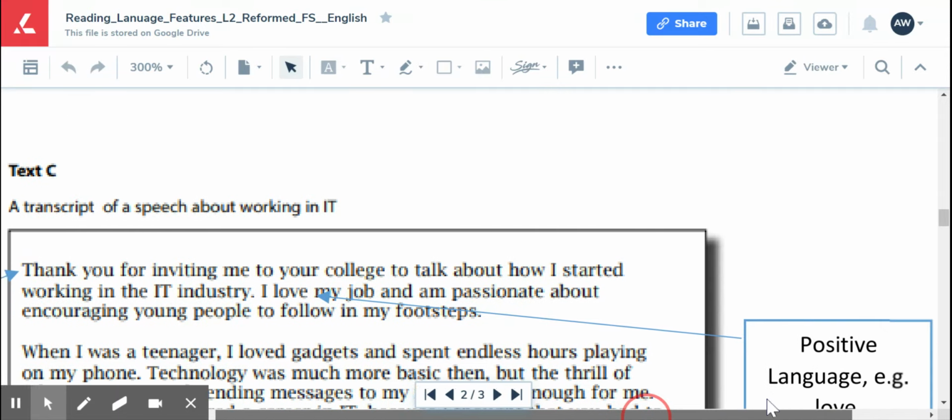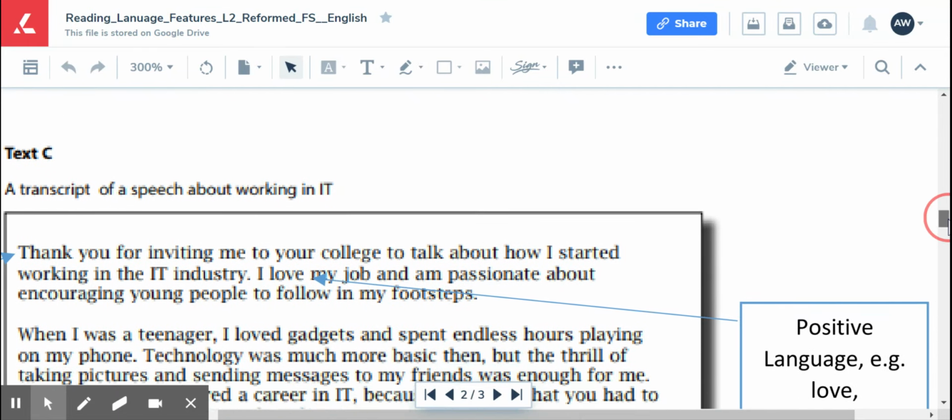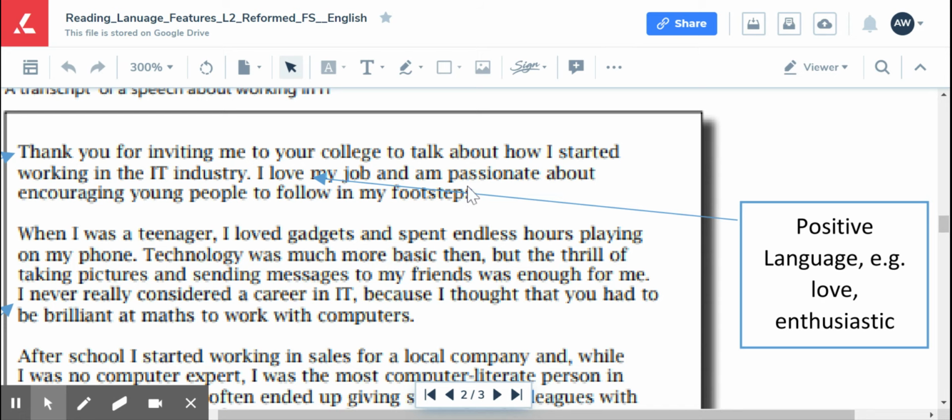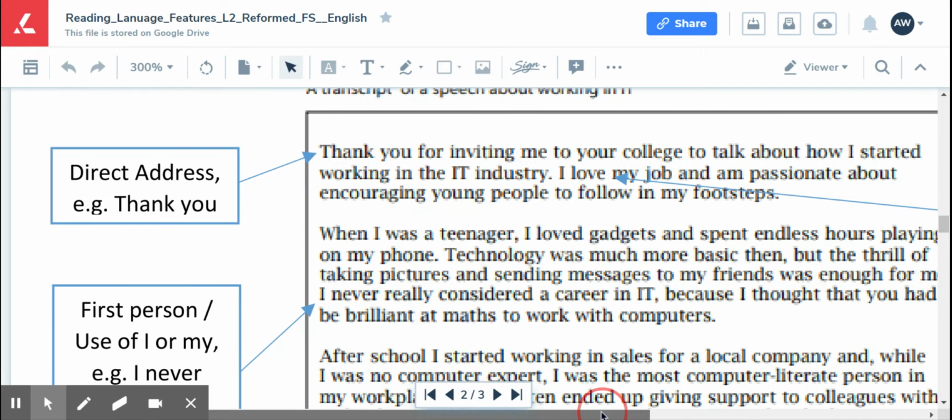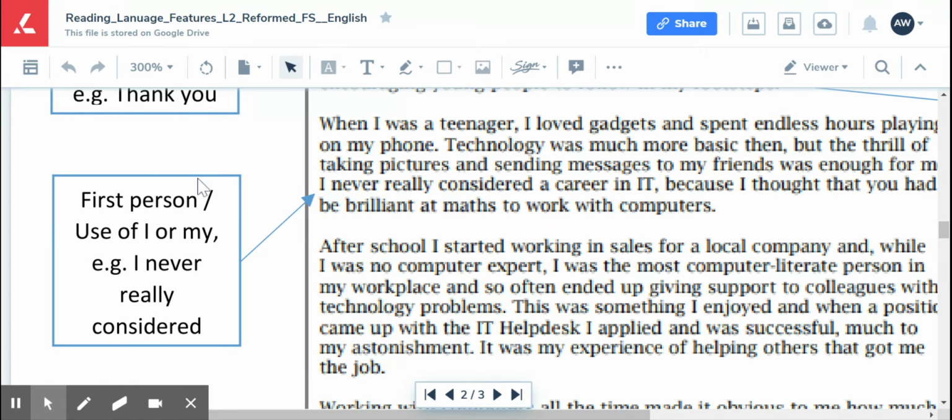Over here, we have a different language feature this time, and it's positive language, words like love, enthusiastic. Again, another language feature that you might use in your answer. Again, here we have the use of the first person, I. First person is always I or my. I never really considered. Okay, you always need to think every time, okay, why is the writer using that language feature? What is the effect of that?